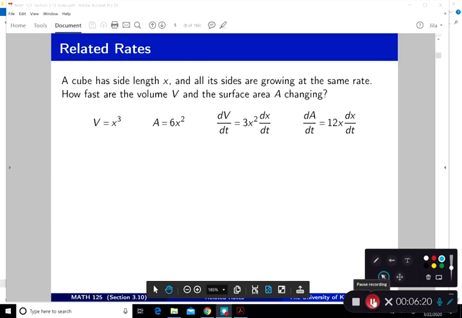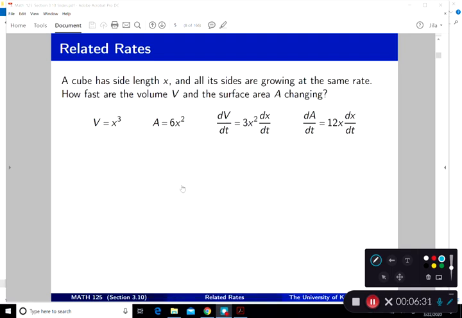So we already did two iClicker questions on this type of problem. Now we're trying to figure out how, in general, we set these things up. Let's say a cube has sides of length x, and all sides are growing at the same rate. How fast are the volume V and the surface area A changing? And of course, we want to see whether they are related at all or not.